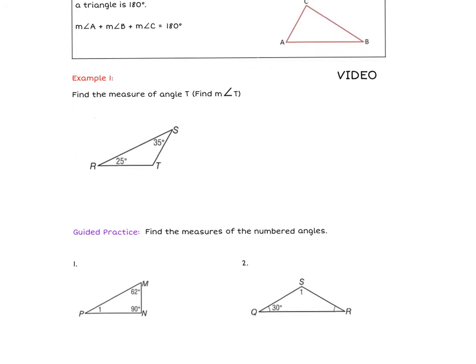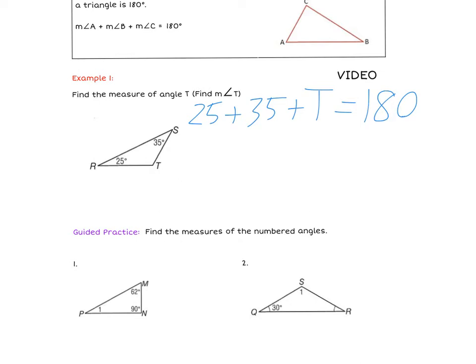So, keeping that in mind, example 1, find the measure of angle T. Well, our angle R plus angle S plus angle T must be equal to 180. So we could say that 25 plus 35 plus, just call it T, must be equal to 180.